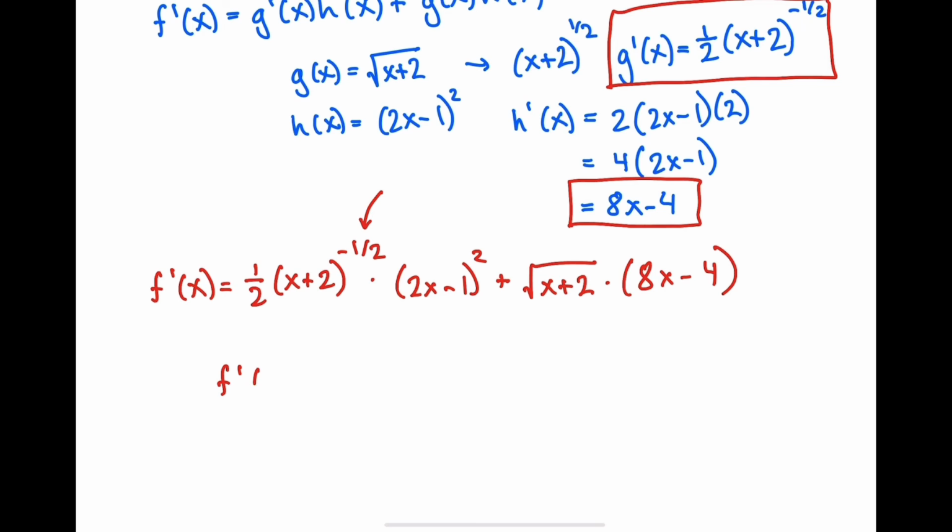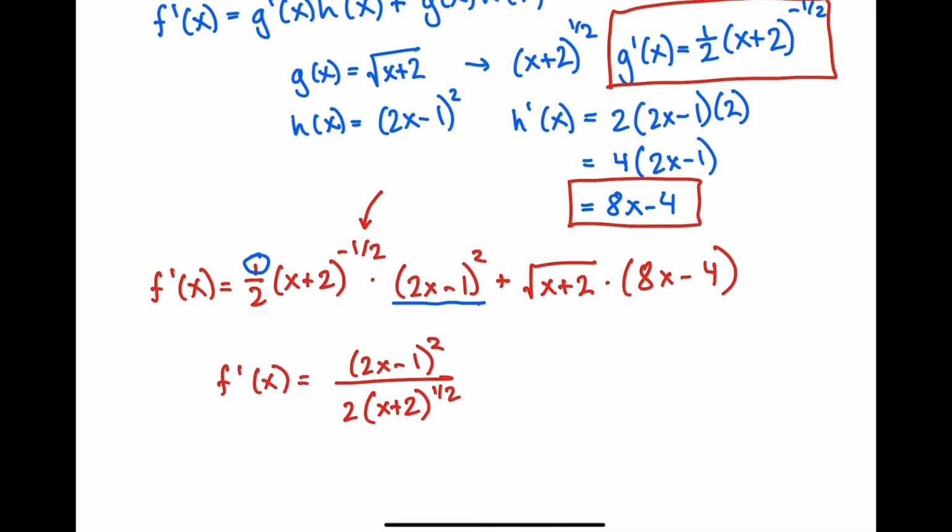So I can rewrite this as f prime of x is equal to, this would turn into 2x minus 1 squared divided by 2 times x plus 2 to the power of a half. Now what happened there was this component here and this component here are what remain on the numerator. And so we just had 2x minus 1 squared on our numerator. And then the 2 down here and the x plus 2 to the 1 over 2 are going to combine on the denominator. All right, and then I'm just going to add the rest of this stuff on. So I've got the square root of x plus 2 times 8x minus 4, and that's it.